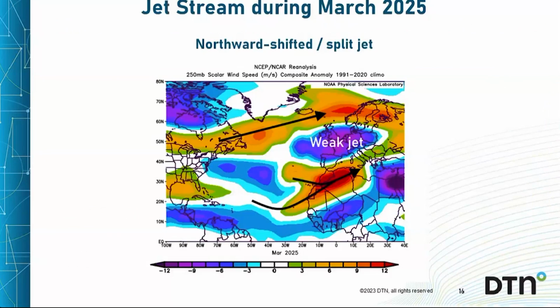Moving on to March, blocked pattern continued. It's worth a look at the jet stream pattern, both northward shifted and split with a branch heading towards the Med and Africa, similar to what we saw earlier for parts of last summer. And this is going to become a bit of a theme as we move through this presentation.